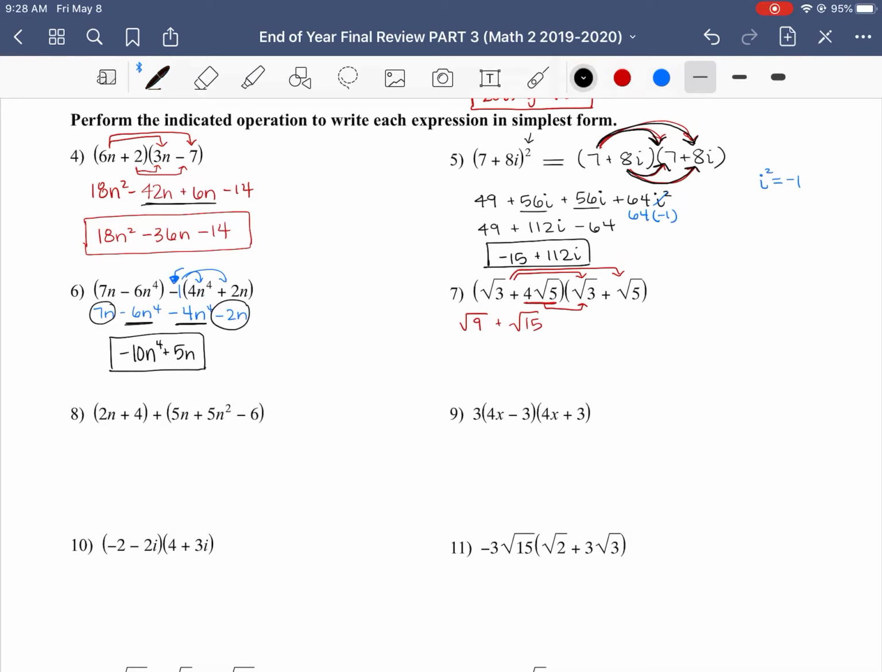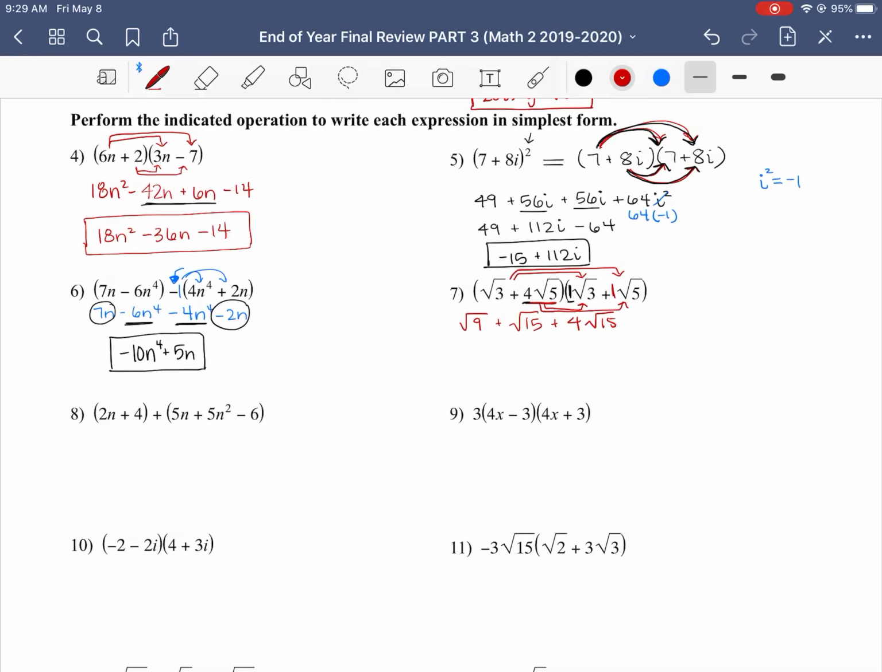Now notice there's a 4 out front of the radical square root 5. There's not anything out front of the square root of 3. We can imagine there's like a 1 there. So the 4 out front times the 1, right? We're just leaving a 4 out front there. So we're going to put plus 4, and then we multiply the insides. 5 times 3 is 15.